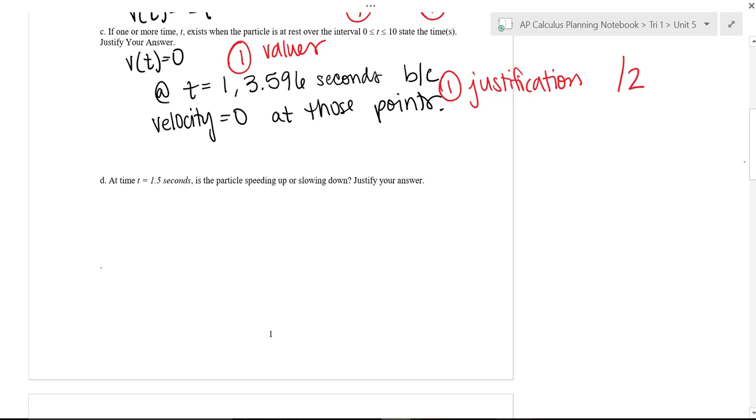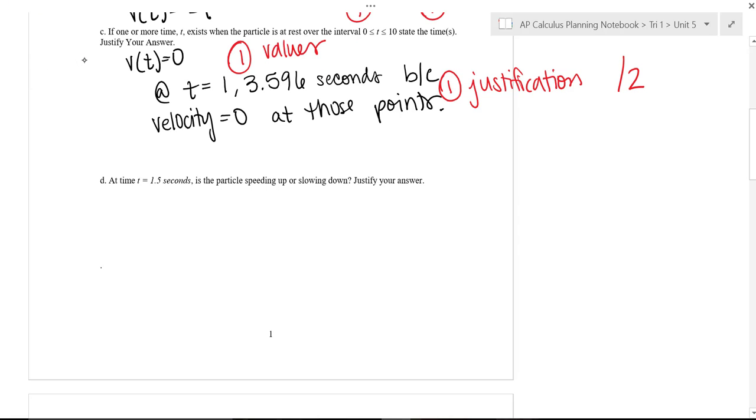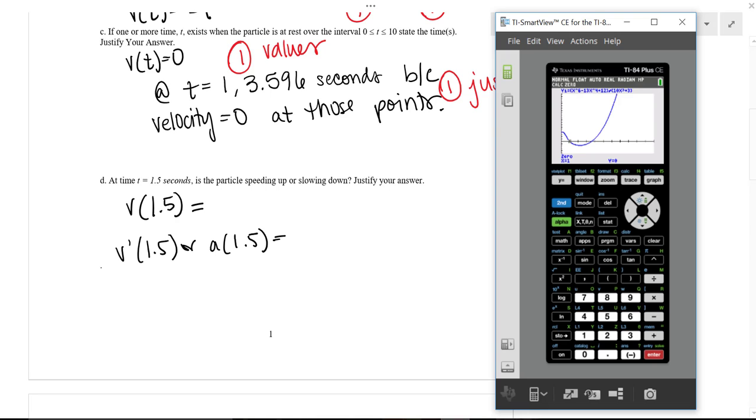Looking at part D, it asks at time t equals 1.5, is the particle speeding up or slowing down, and then justify your answer. So we really want to look at 2 different things here. We're looking at the sign of the actual value. So what is the sign of v of 1.5, and then what is the sign of the derivative, or acceleration, so either v prime of 1.5 or a of 1.5? And we're asking ourselves, what is happening here? Positive or negative velocity or acceleration.